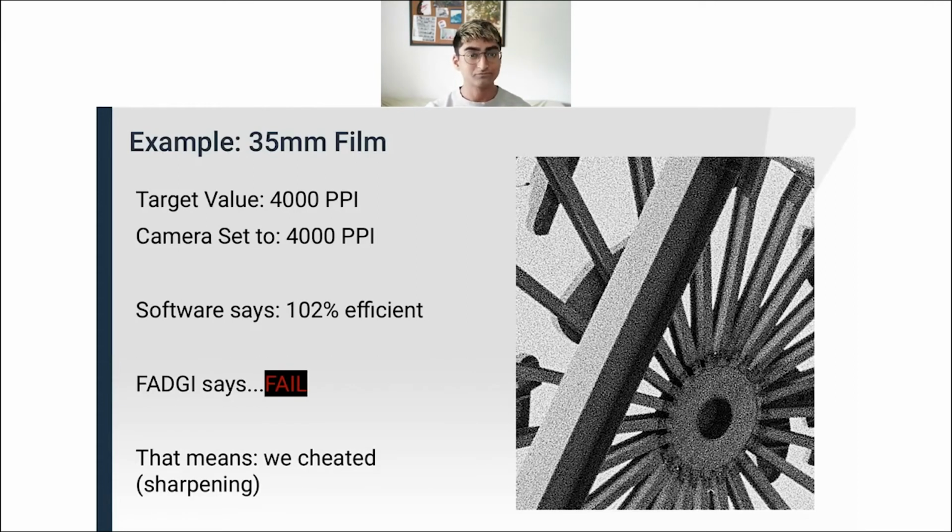That means I'm cheating, right? And so FADGI is going to say that that fails, right? It says 90%, but it also has to be less than 100%. Okay, so this is part of where those standards will help you catch cheaters.